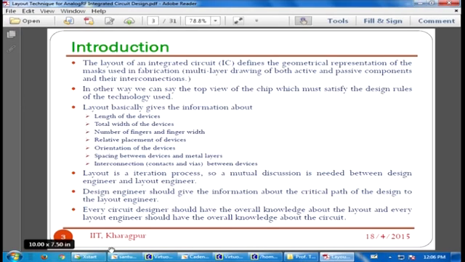Generally in 65 nanometer, the thickness of metal 1 is around 900 angstrom, metal 2 to metal 7 is 2200 angstrom, metal 8 is 9000 angstrom, and metal 9 is 34,000 angstrom. So the thickness is more, so resistance is also less.